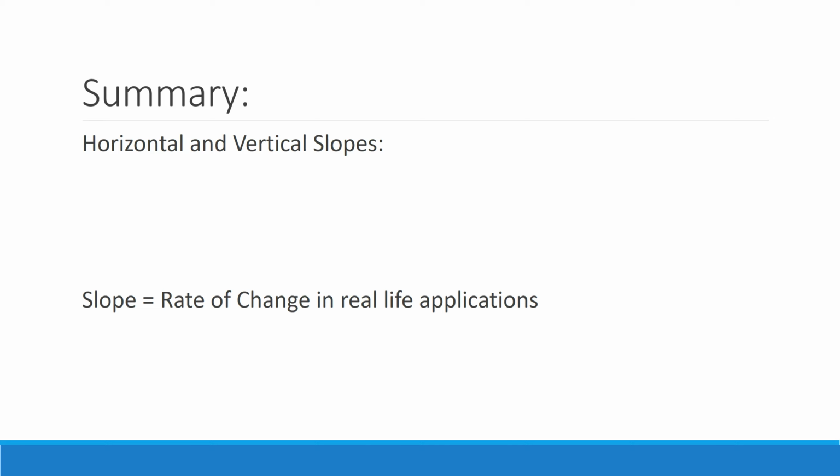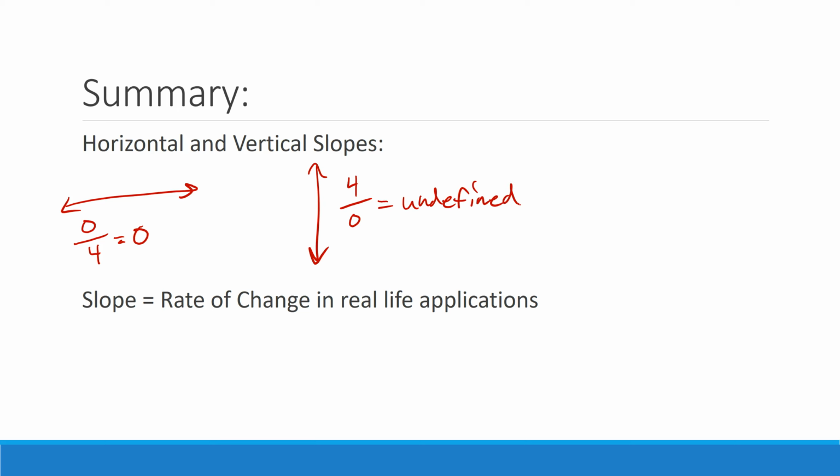Just a summary. Remember that if I have a horizontal line, that means the slope is 0. And a way that it could look to get 0 is something like 0 over 4. 0 divided by 4 simplifies to 0. Vertically speaking, if I have something like 4 over 0, that is undefined, and the slope of any vertical line is undefined.